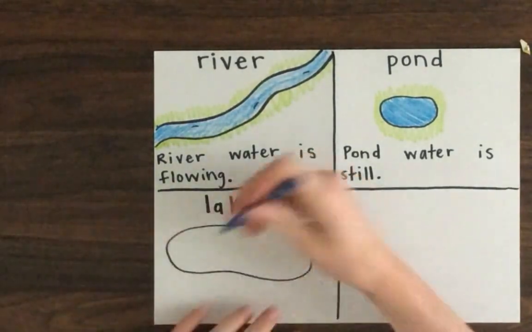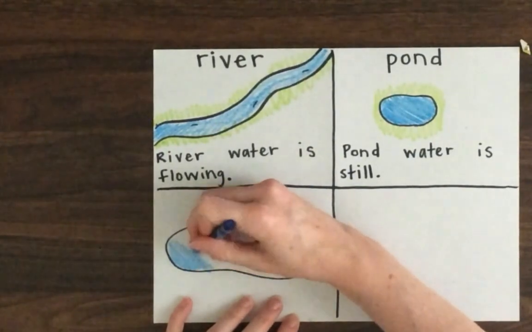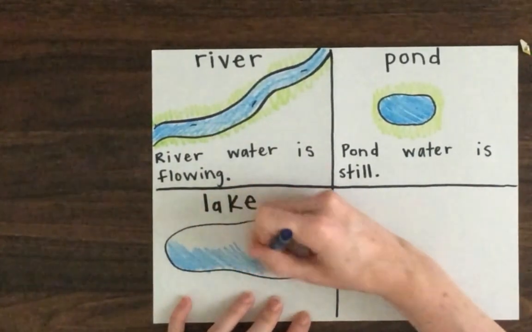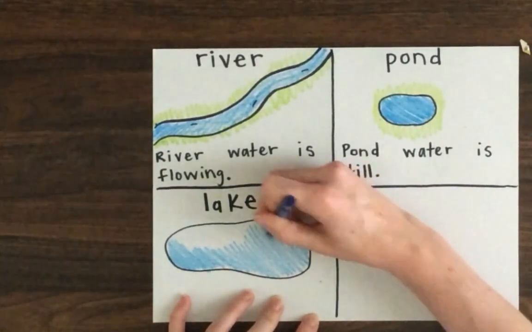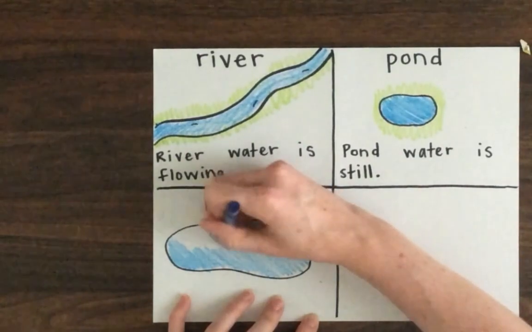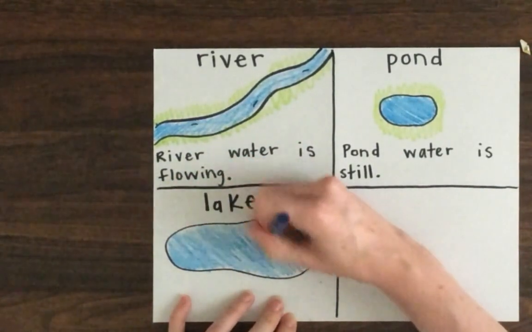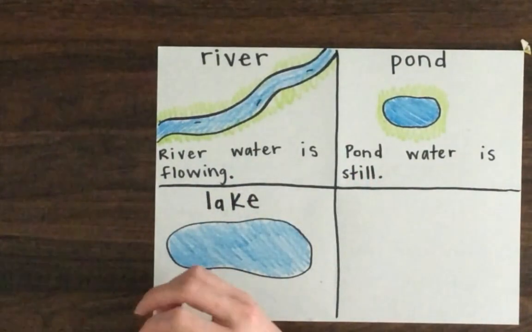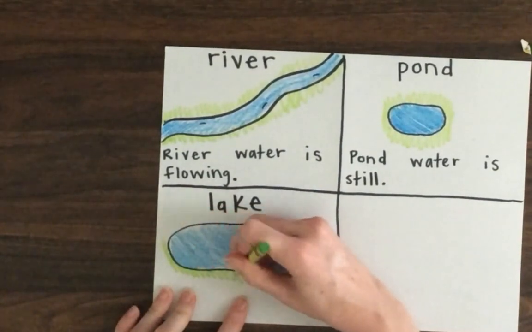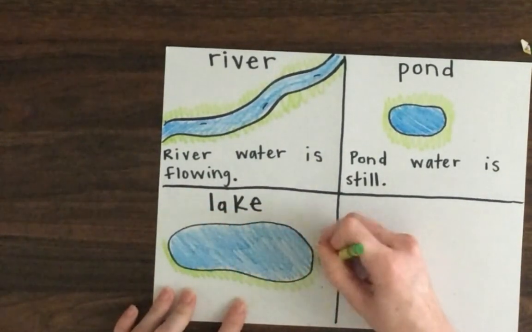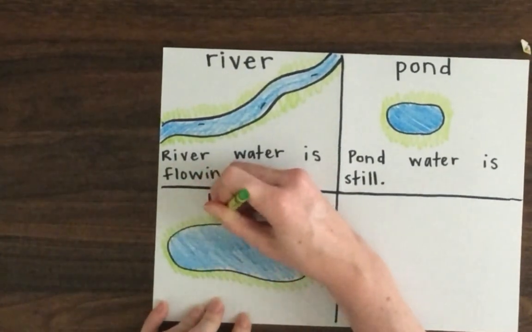I'm going to color it in. You could even add a boat to your lake. You can add some animals. Most lake water is also fresh water. And lakes are bigger and they go deeper than pond water. And at the bottom of a lake, it can be muddy, it can be sandy, or there can be weeds, like seaweed and stuff like that at the bottom of the lake.